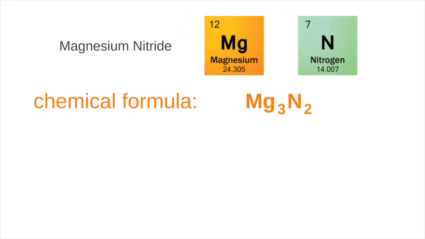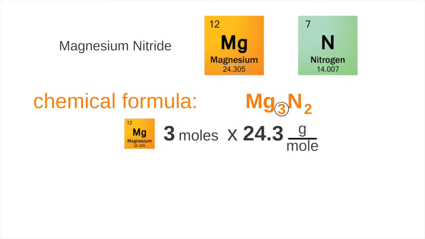Let's try it with magnesium nitride, where we know the chemical formula is Mg3N2. Let's start with magnesium. This 3 in the formula tells us that we have 3 units of magnesium. Let's call that 3 moles. And our relative atomic mass says that each mole weighs 24.3 grams. So we'll multiply our 3 moles by 24.3 grams per mole. And that gives us a mass of 73 grams.